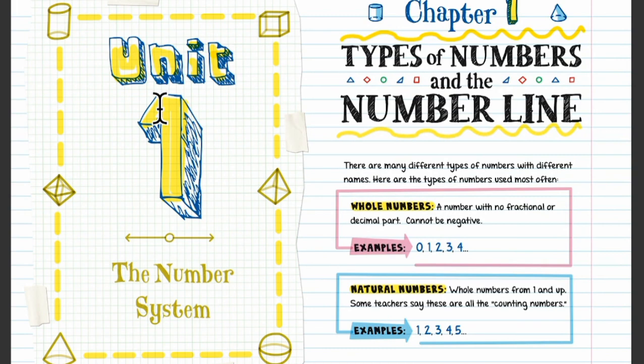It's Chapter 1, Unit 1. The number system. Types of numbers and the number line. There are many different types of numbers with different names. Here are the types of numbers used most often. There's whole numbers: a number with no fractional or decimal part that cannot be negative.